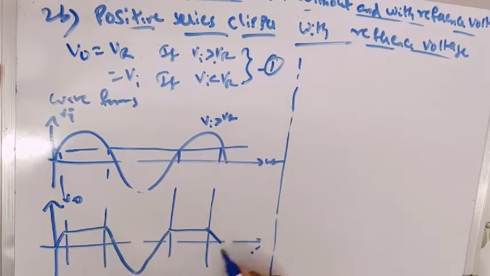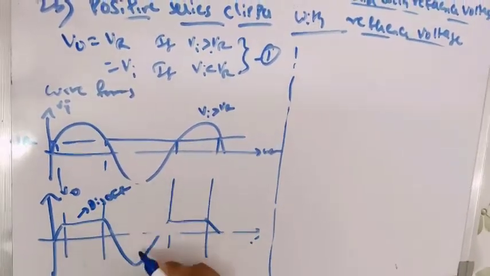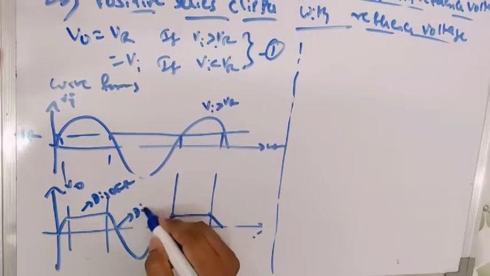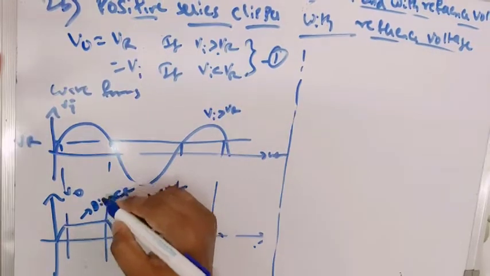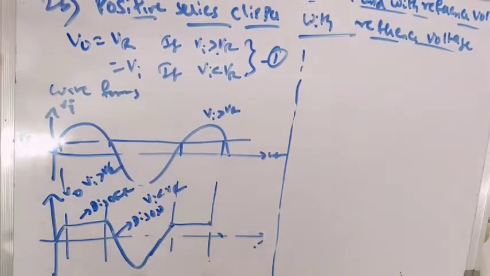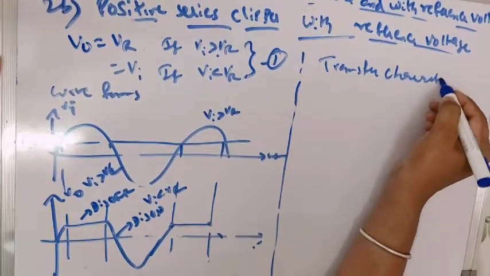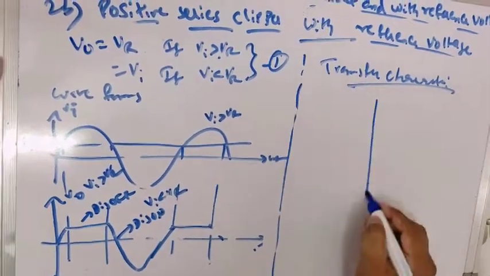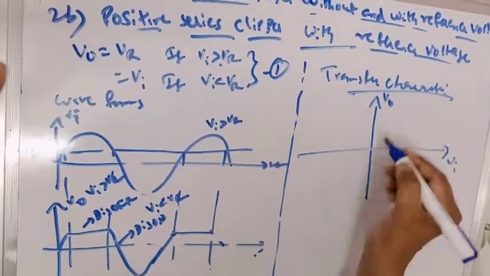Now what will be the transfer characteristics here? When Vi is greater than VR, the diode is off and it is considered an open circuit. When Vi is less than VR, the diode is on. So now we'll see the transfer characteristics of a clipper circuit. Transfer characteristics are nothing but the curve between input and output voltages.